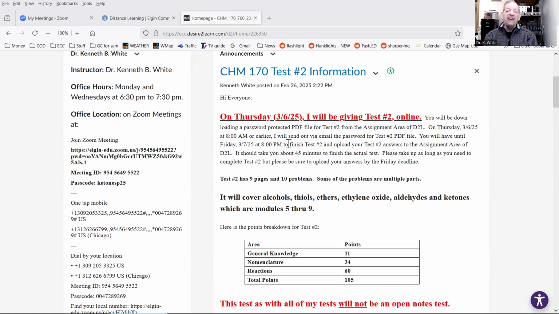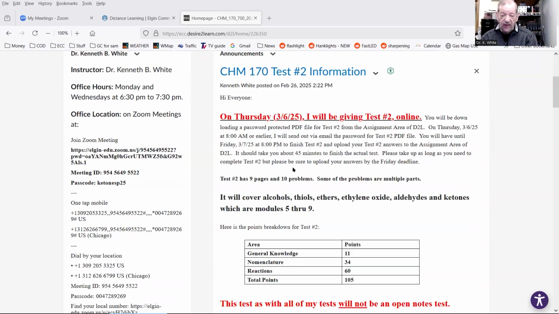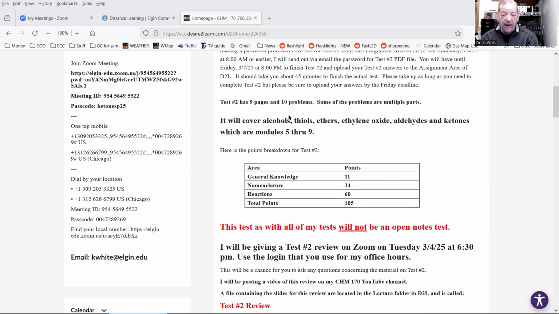Anyways, it should take you about 45 minutes if we were face to face, but we're not. So take as long as you need. Make sure you upload your answers by the Friday deadline. Test number 2 is in an announcement, which went out on February 26th. It has 9 pages, 10 problems. Some of the problems are multiple part. I have never and will never give a multiple choice question on a test or final in Chem 170.